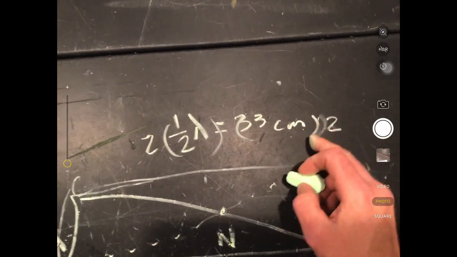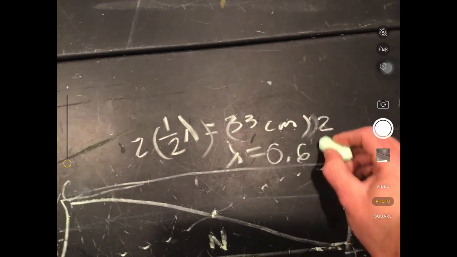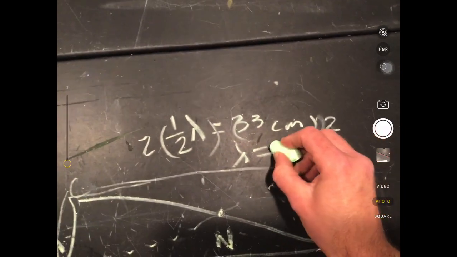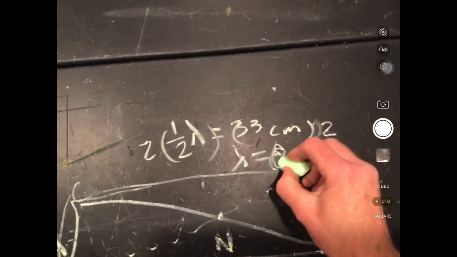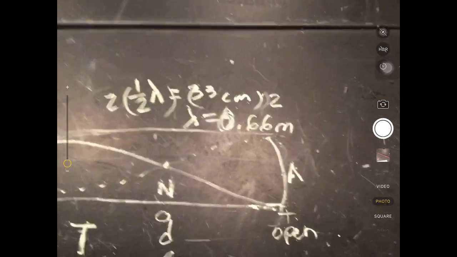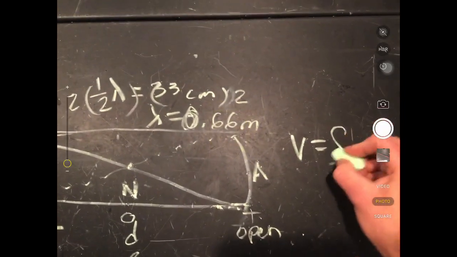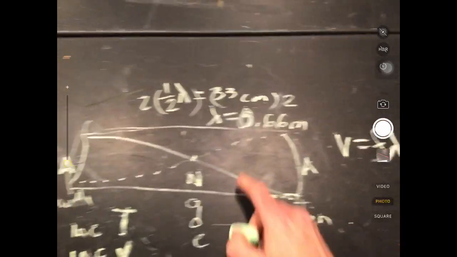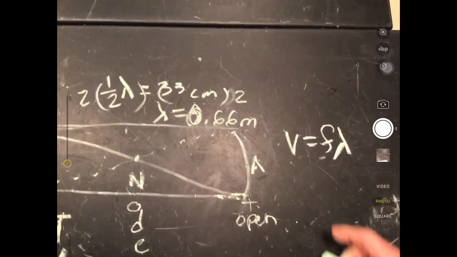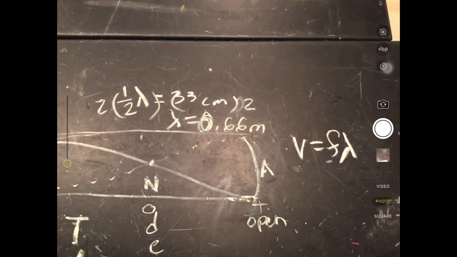And so the wavelength here is going to be 0.66 meters, or 66 centimeters. 0.66 meters. Now, what can we do with that? Well, conveniently, in your reference table, you've got the speed of sound, the sound we're making here in this pipe. The speed of sound in your reference table says 331 meters per second.